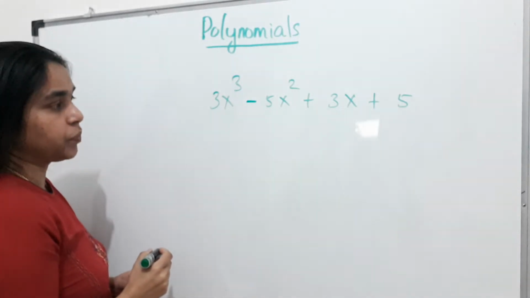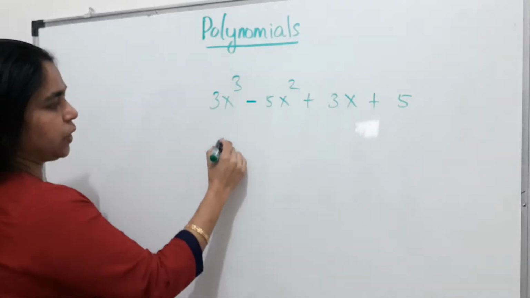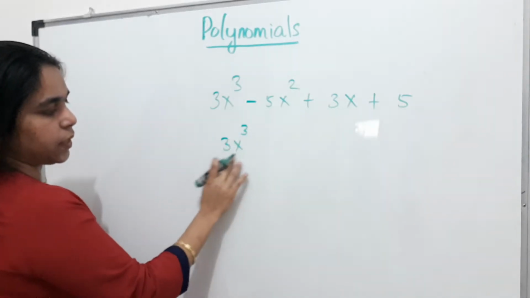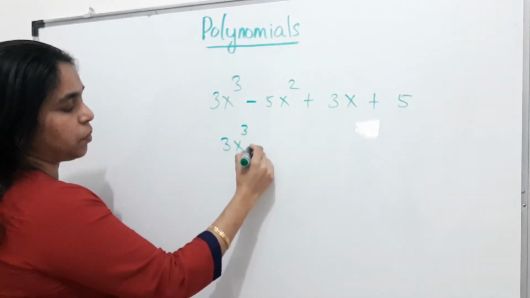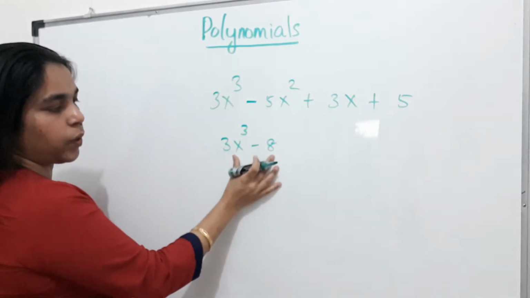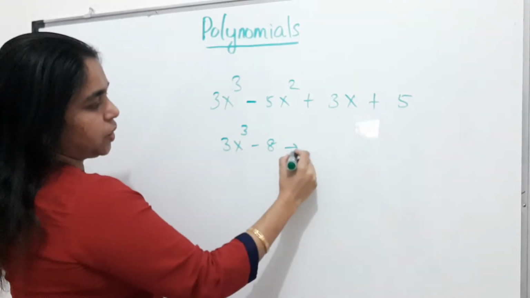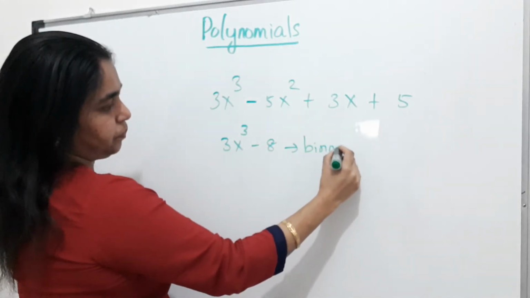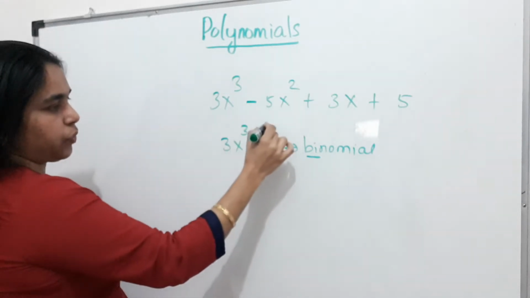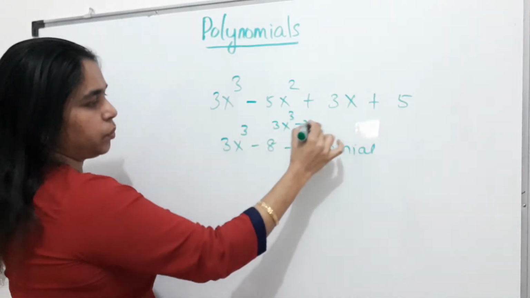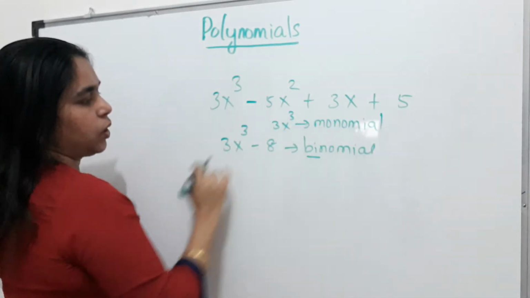Then we can call it a polynomial. If there is only one term, then we can call it a monomial. For example, 3x cubed is a monomial because there is no plus or minus in between. And if there are two terms, for example 3x cubed minus 8, there are only two terms because it is separated by a minus, so they are called binomials. Bi means two, so it's a binomial. So 3x cubed is actually a monomial. Mono means one. That's why we are calling it a monomial.